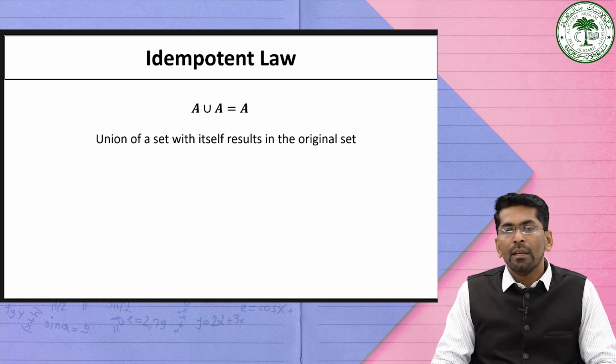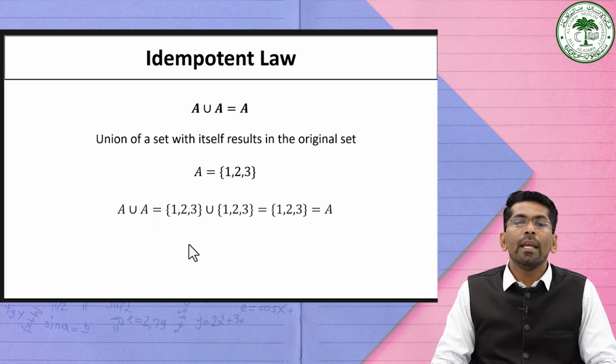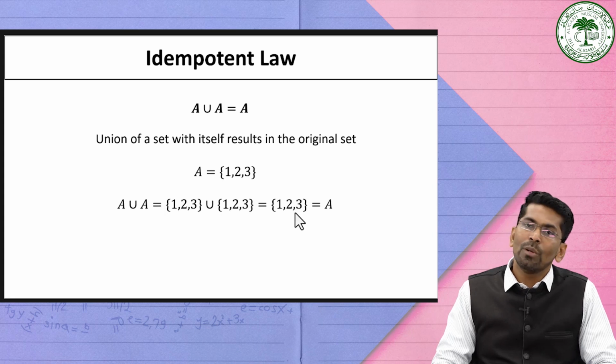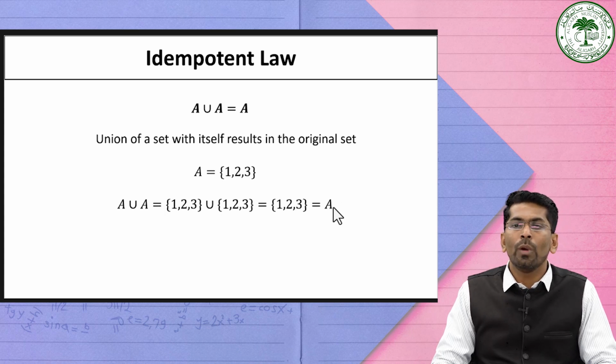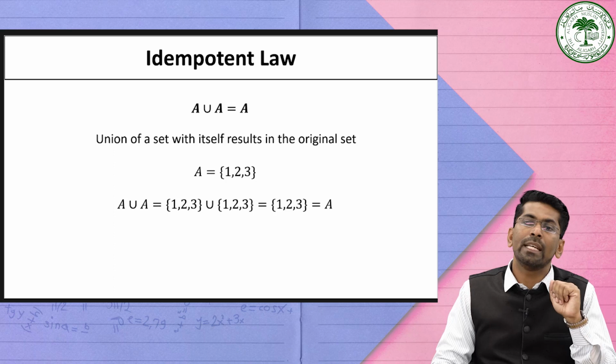For example, set A is equal to {1, 2, 3}. If you calculate A union A, then it will be {1, 2, 3} union {1, 2, 3}, which is also equal to {1, 2, 3}, that is equal to A. So we can also say that if you conduct repeated unions with the same set, no additional effect will happen.